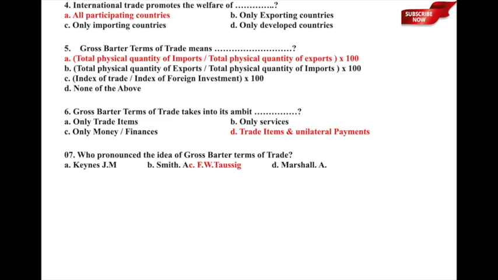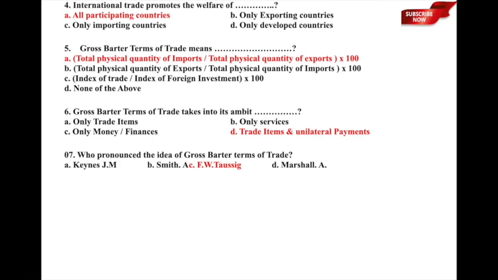Let us now move to the seventh one. Who propounded or pronounced the idea of gross barter terms of trade? And the underlying options are A, John Maynard Keynes, the second is Adam Smith, third is F.W. Taussig, and last is Alfred Marshall.